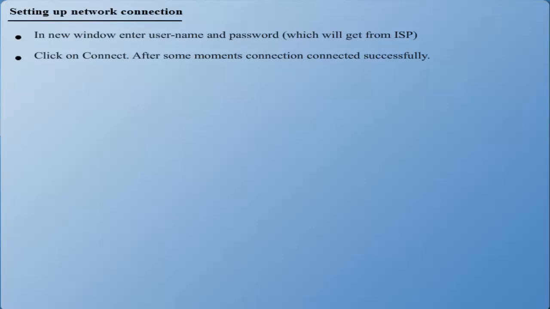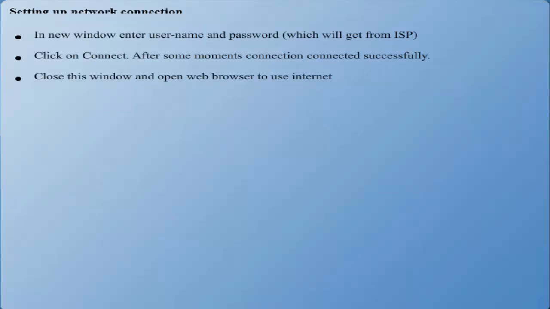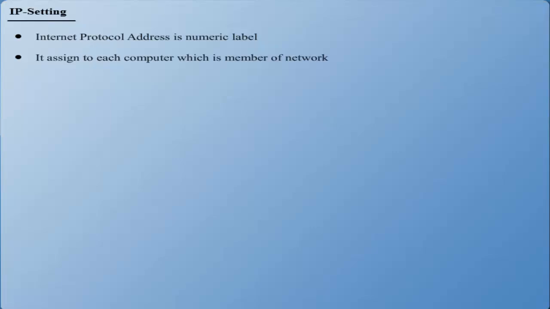Number 10. After that, you can close the above window and simply go to your internet browser and use the internet easily. IP setting. An IP address, Internet Protocol address, is a numerical label. It is basically assigned to each computer which is a member of the computer network. In order to assign an IP address in Windows 7, just follow these steps.